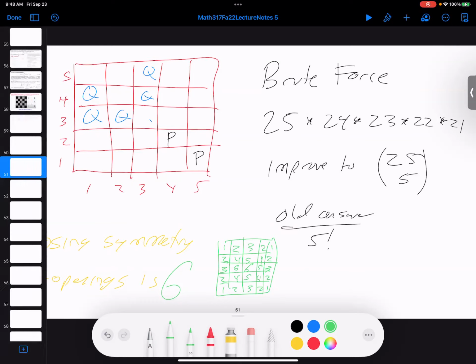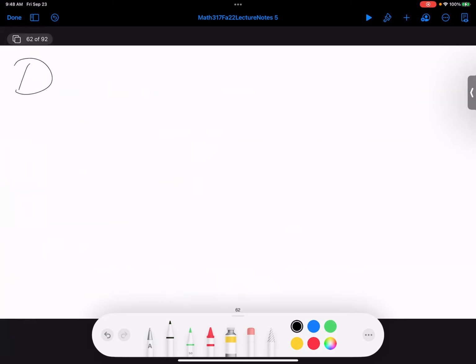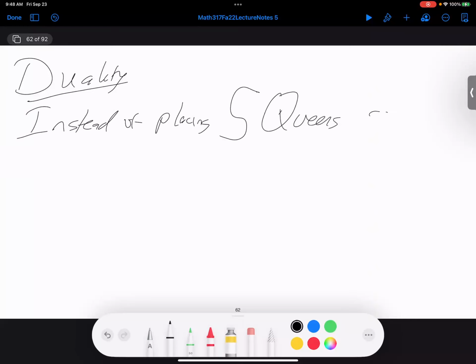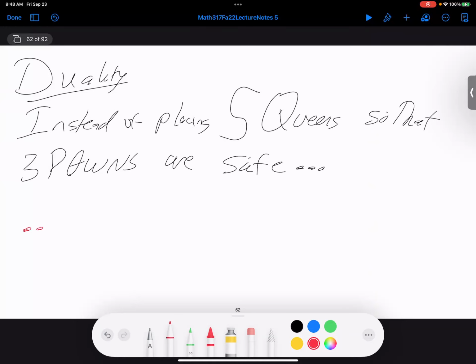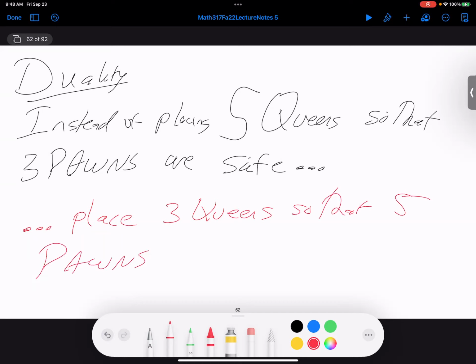All right. So what was the main thing we were studying today? Was duality. Instead of placing 5 queens so that 3 pawns are safe, what do you think we should do? So instead of placing 5 queens so that 3 pawns are safe, what do you think the dual problem would be? 3 queens so that 5 pawns are safe.